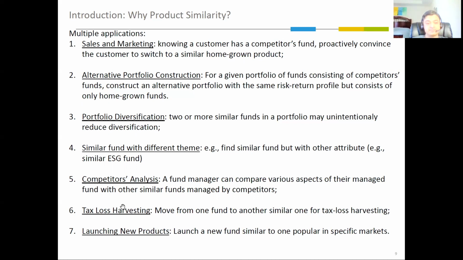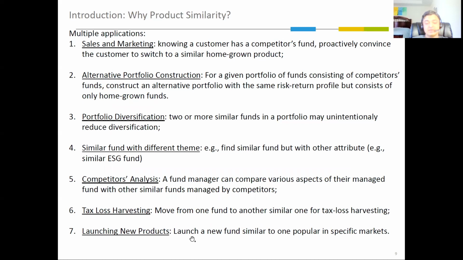Tax loss harvesting. In the US at least, and probably in many other countries, at the end of the tax season it is sometimes advisable to sell certain mutual funds to realize a loss for tax purposes, and then immediately buy a similar fund to still retain the same risk return profile. It's called tax loss harvesting. Again, the product similarity tool has a clear application here to identify a similar fund.